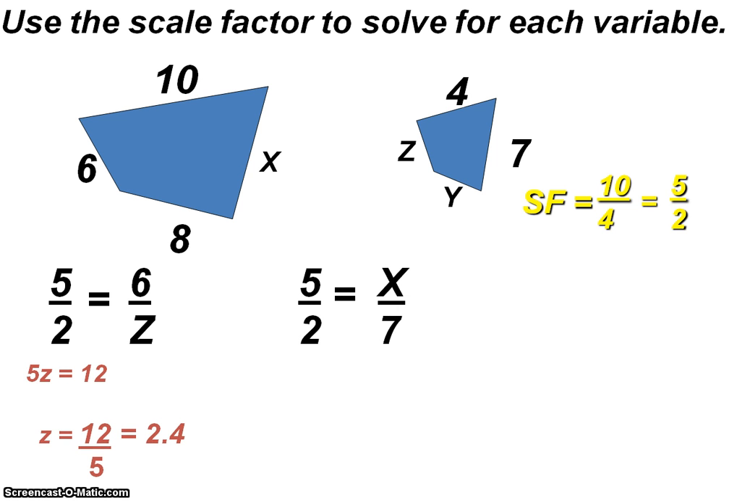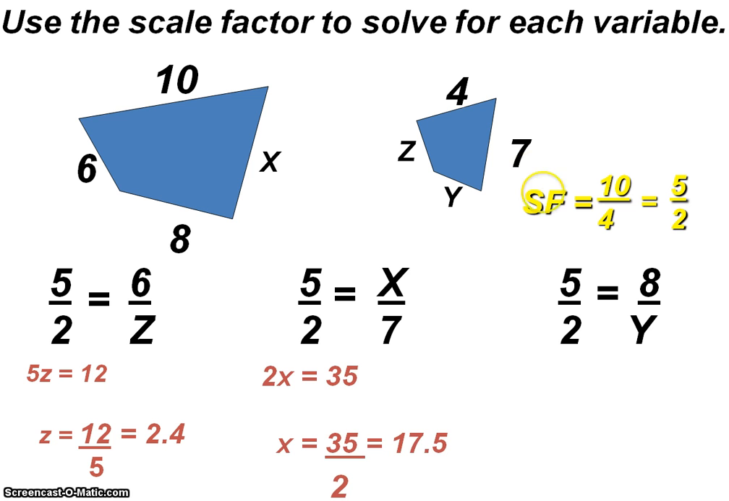When you're solving for x, again, we use that same scale factor, 5/2 equals x/7, so make sure you pick the corresponding sides. We cross multiply, and we get x would be 17.5. And finally, solving for y, again, we use the scale factor, corresponding sides of 8 and y, cross multiply, and y equals 3.2. So there you have just some really quick examples that will help you with your homework problems and solving proportions by using scale factor.